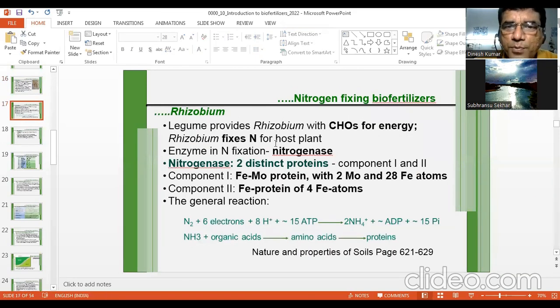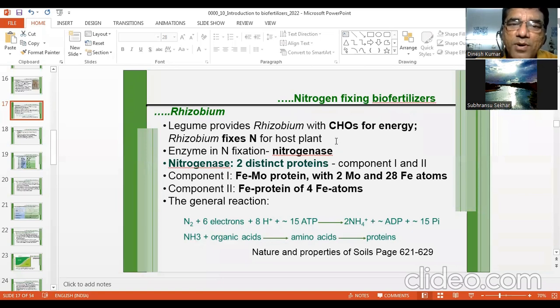Legume provides Rhizobium with carbohydrate. CHO, in symbols, means carbohydrate. So legume provides Rhizobium carbohydrate, means the host is supplying carbohydrates and energy to the bacteria, Rhizobium, and Rhizobium fixes nitrogen for the host plant. So it is give and take.